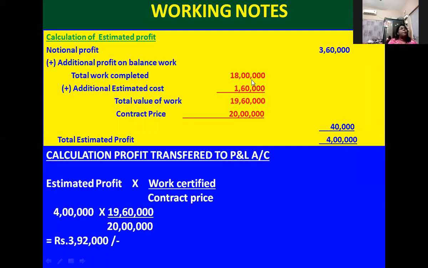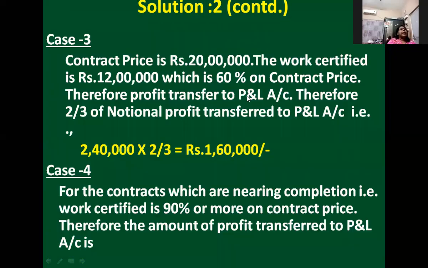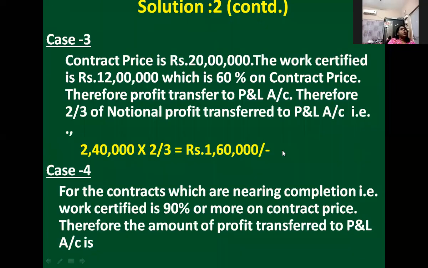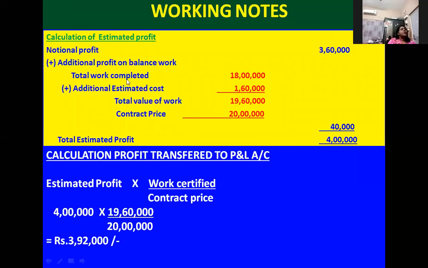Total work completed is 18 lakhs as per the problem. Look at that, the work completed is given as 18 lakhs. Estimated cost is 1,60,000. So work completed is 18 lakhs, additional estimated cost is 1,60,000. So what is the total value of the work completed? 19,60,000, which has to be compared with the contract price.